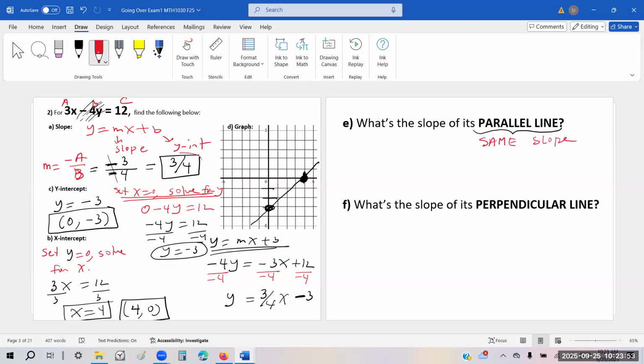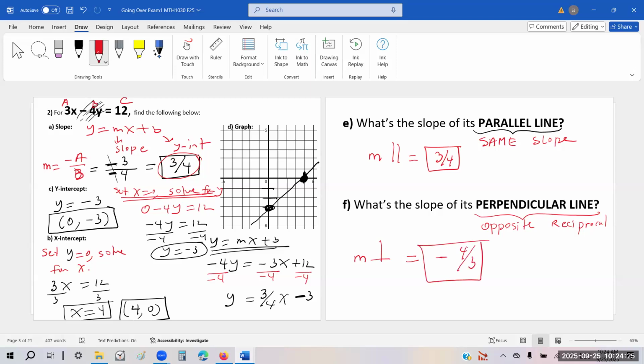So if the slope of this line is 3/4, what is the slope of its parallel line? Same, 3/4. And what type of slope do perpendicular lines have? Opposite or negative? Reciprocal. It means change the sign, flip the number. So what would be the slope of the perpendicular line? -4/3. So same slope, it's 3/4. If you flip it, you get 4/3, and then you also have to change the sign.